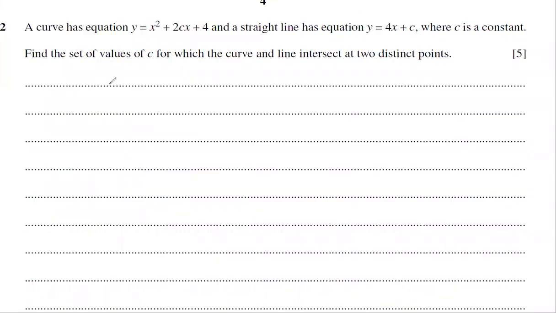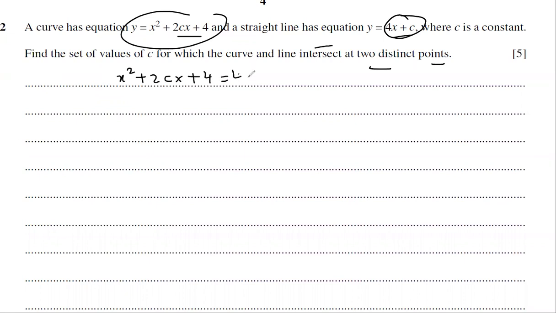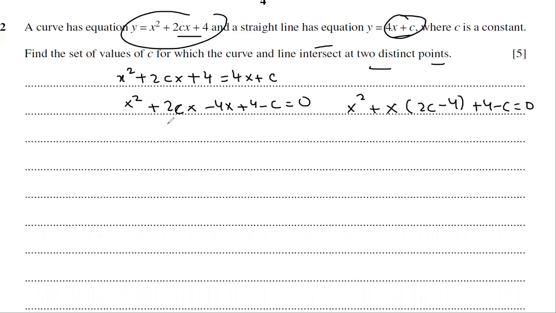The second question, a common question as usual, which has appeared in all the past papers, I think. Important thing, two distinct points. Okay, this with this and it intersects. So first thing we have to talk about is the intersection. So intersection is x square plus 2cx plus 4 is equals to 4x minus c. Then x square plus 2cx minus 4x plus 4 plus c is equals to 0. Okay, then x square plus x common, 2c minus 4, plus 4 plus c is equals to 0.